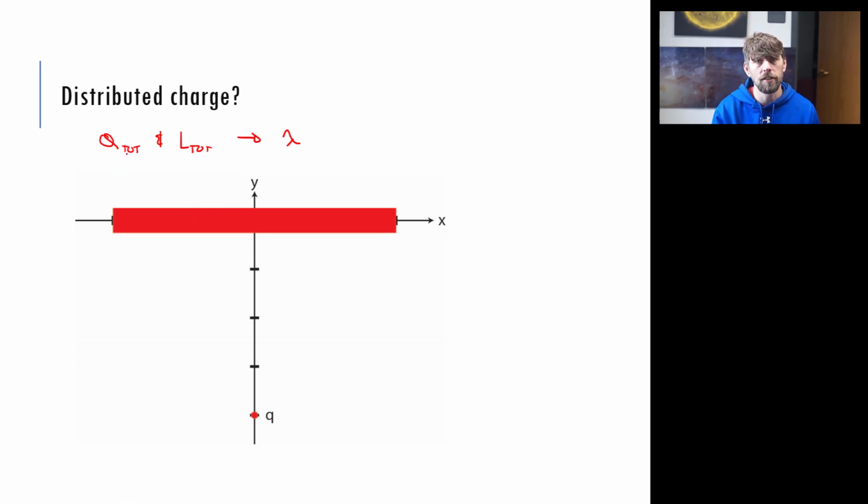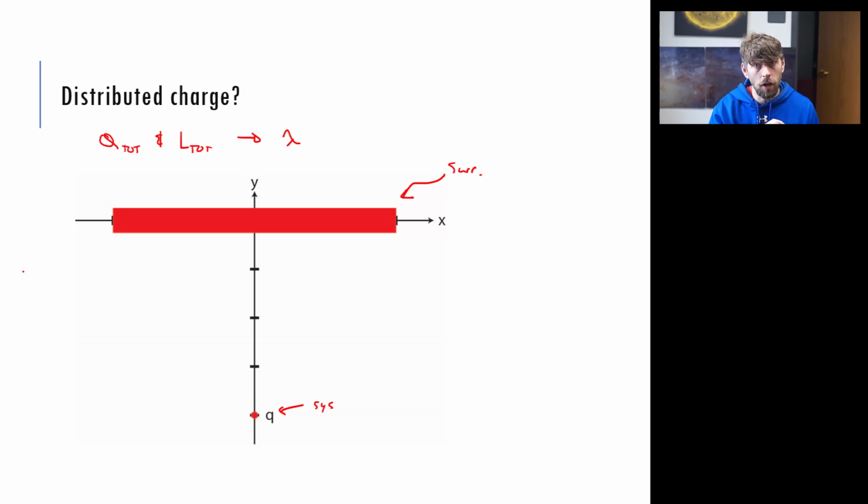The charge density, assumed to be uniform, assumed to be constant, is simply the total charge divided by the total length. Now, let's say, for example, we would like to find the total force of this charged rod on our system. How conceptually would we go about calculating that quantity?